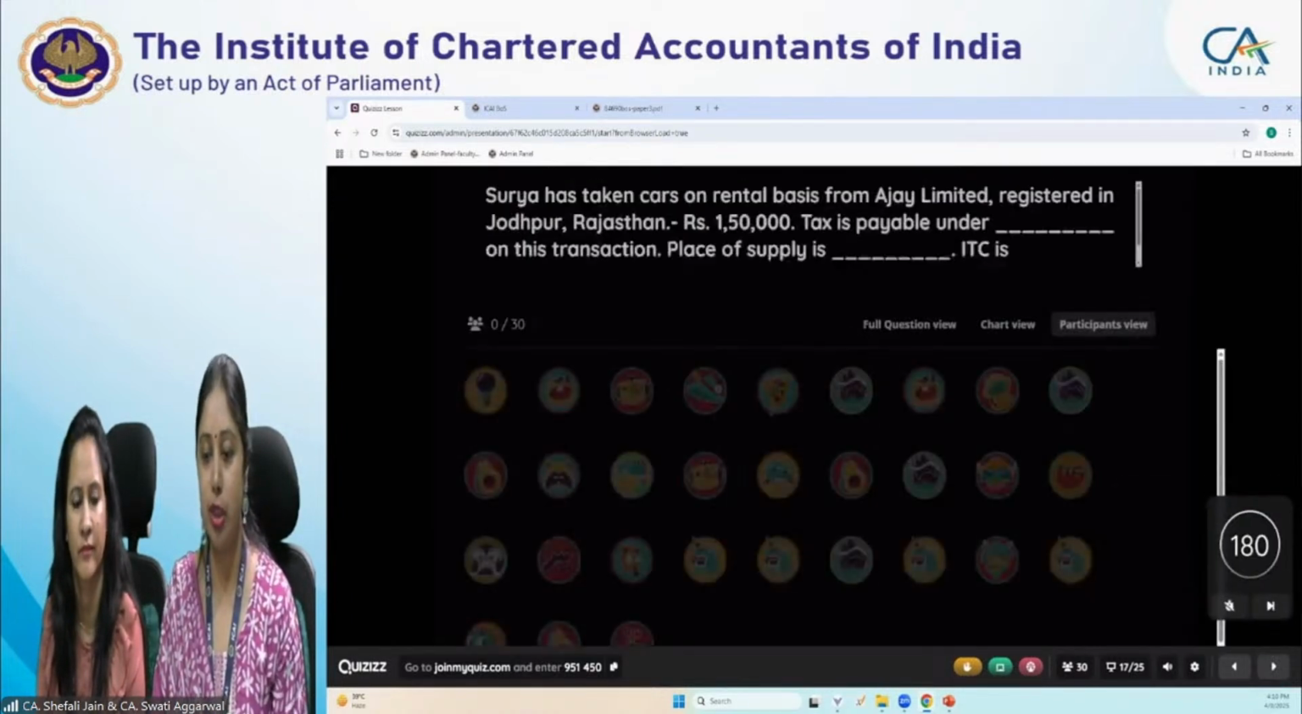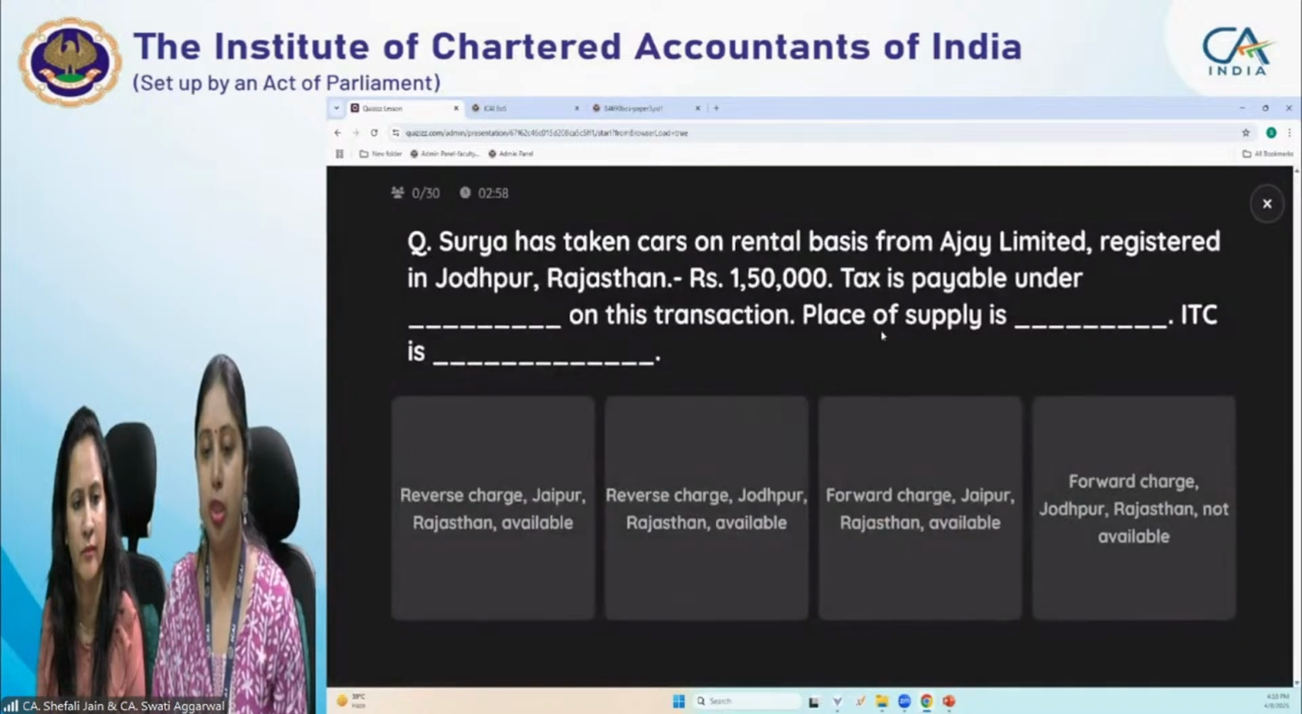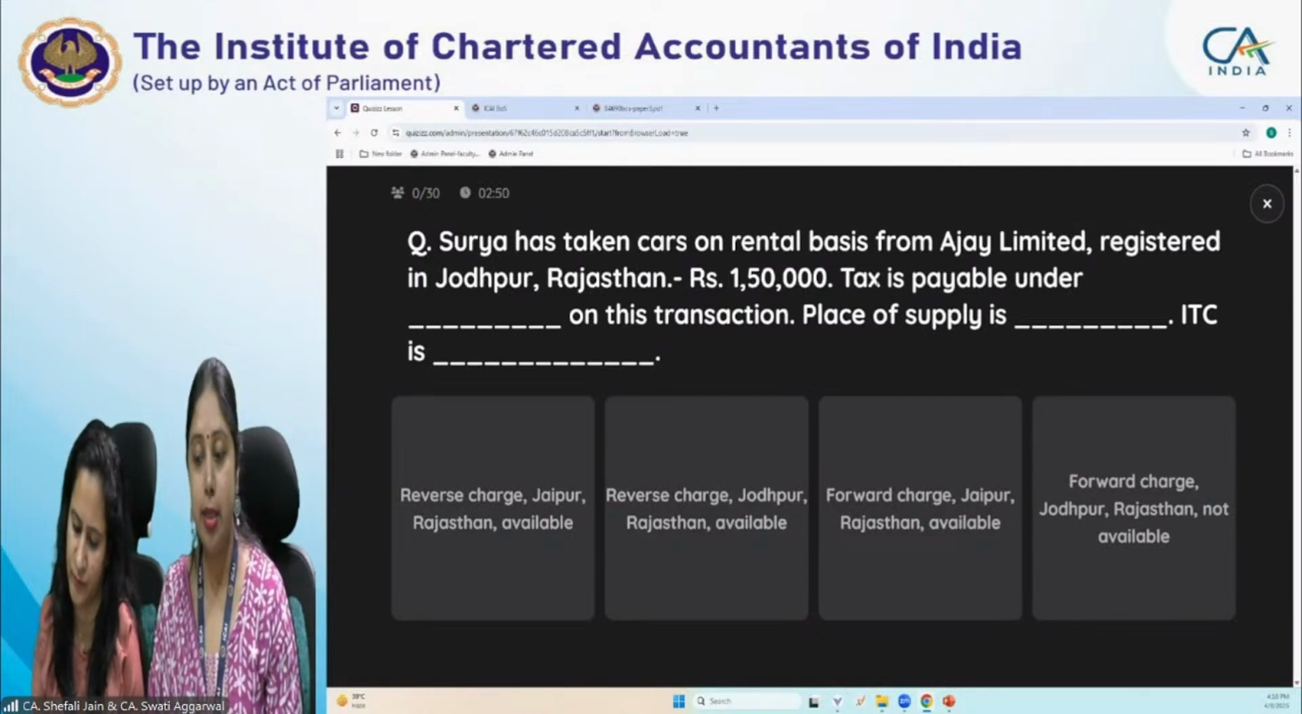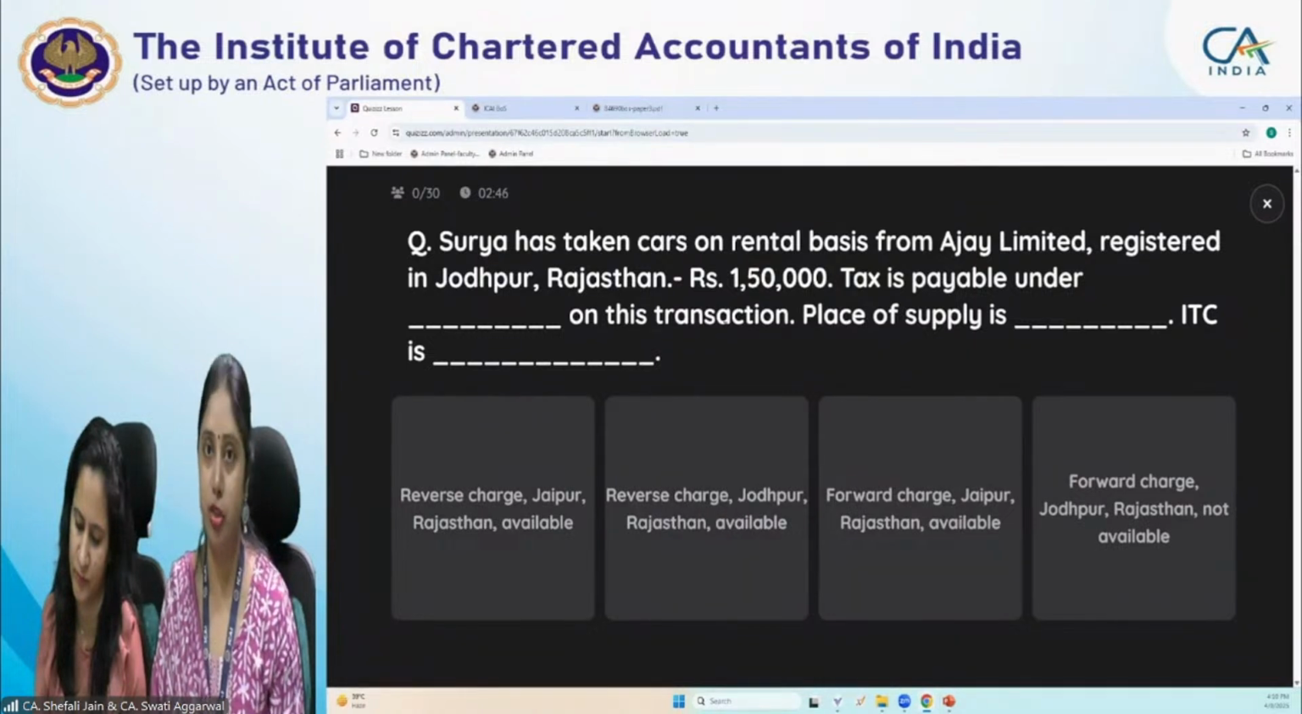You just have to see the final set off. So the question is there on your screen. Surya has taken cars on rental basis from Ajay Limited, registered in Jodhpur, Rajasthan. Tax is payable under dash on this transaction. So we have to tell whether reverse charge is applicable or not, what is the place of supply, and whether ITC is available or not.